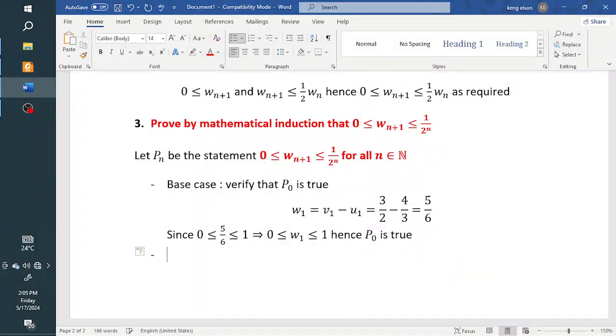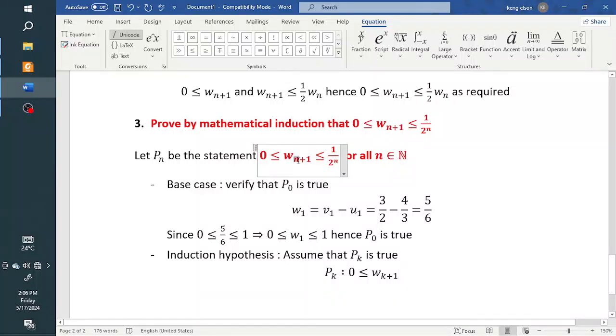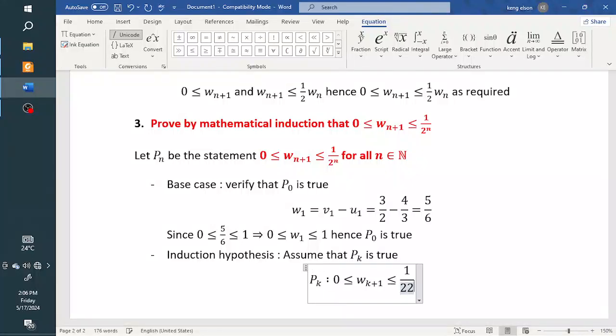Now the next thing is the induction hypothesis. Here we have to assume that P of k is true. This means that P of k is the statement 0 is less than or equal to Wk plus 1, less than or equal to 1 over 2 raised to the power k, because we are basically replacing n with k. So this statement is true.